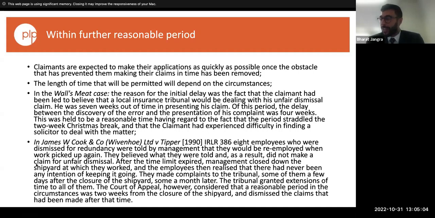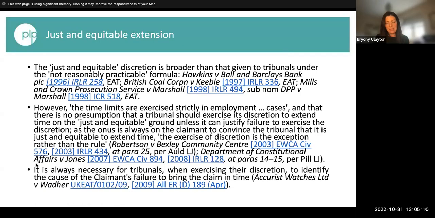Moving on, Bryony is going to now talk about the just and equitable test. Yes, so the headline really is it's a wide discretion. It's much easier for the claimant to satisfy this test than the not reasonably practicable formula.